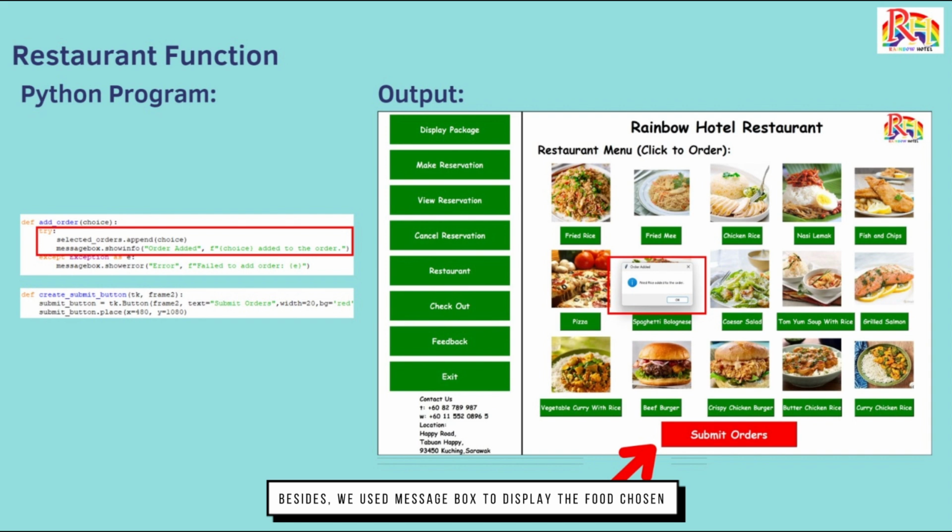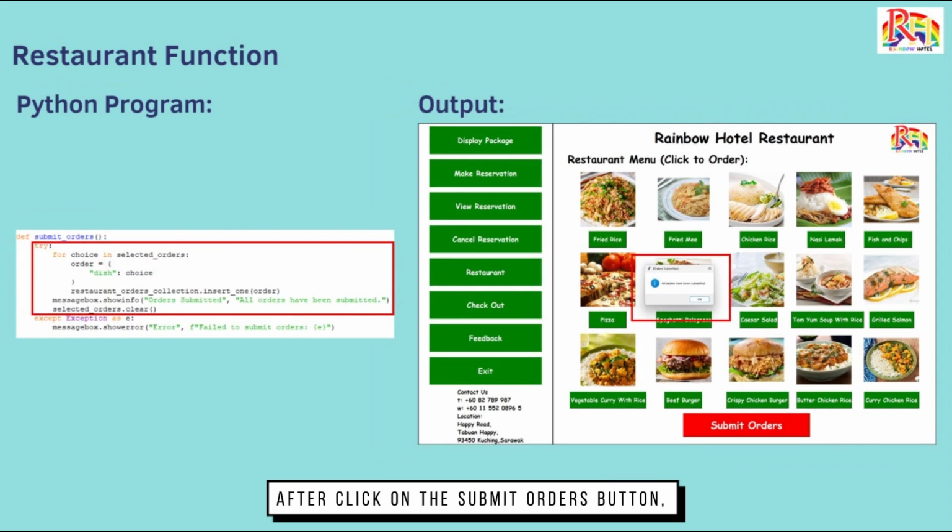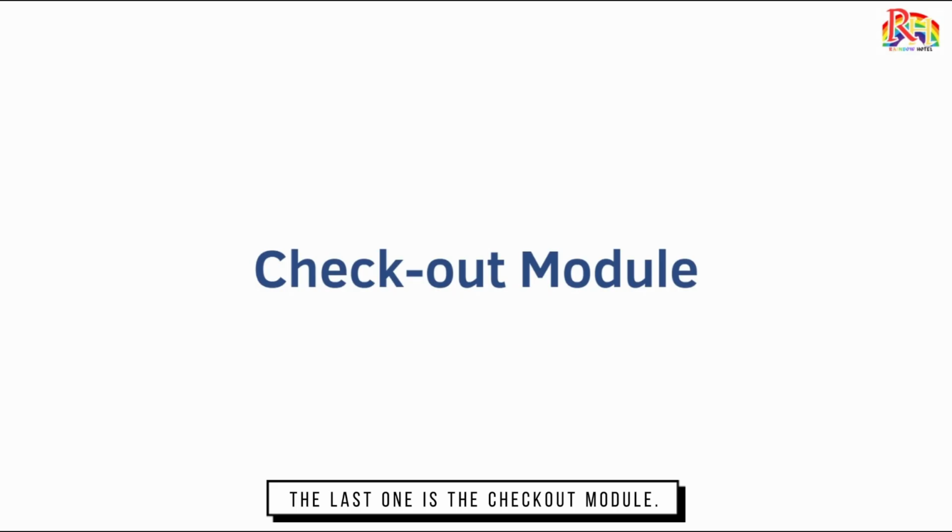Besides, we use a message box to display the food chosen by the customer added to the order. After the customer orders their food and clicks on the Submit Orders button, the orders will be stored in the database. After clicking on the Submit Orders button, it will display all orders have been submitted. The last one is the Checkout module.